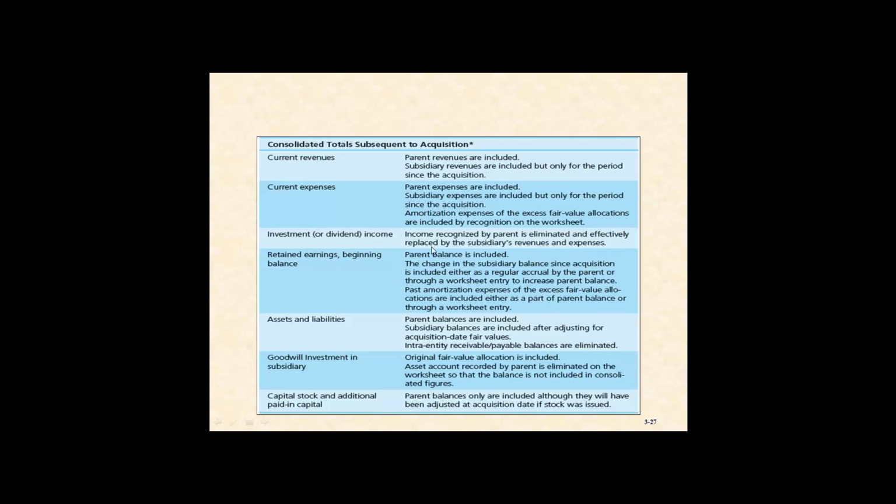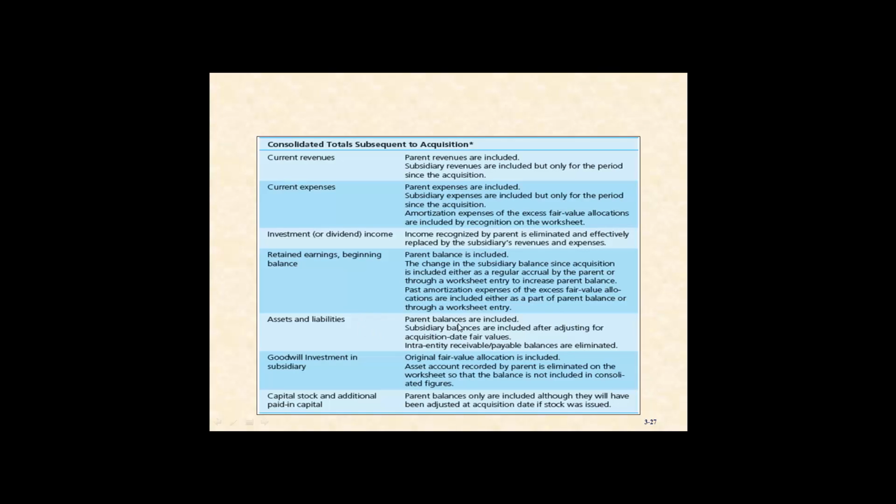Investment or dividend income: income recognized by the parent is eliminated and effectively replaced by the subsidiary's revenue and expense accounts. Retained earnings beginning balance: the parent's balance is included when you consolidate the totals, and the change in the subsidiary's balance since acquisition is included as a regular accrual by the parent through a worksheet entry to increase the parent's balance. Past amortization of excess fair value is included as either part of the parent's balance or through a worksheet entry.